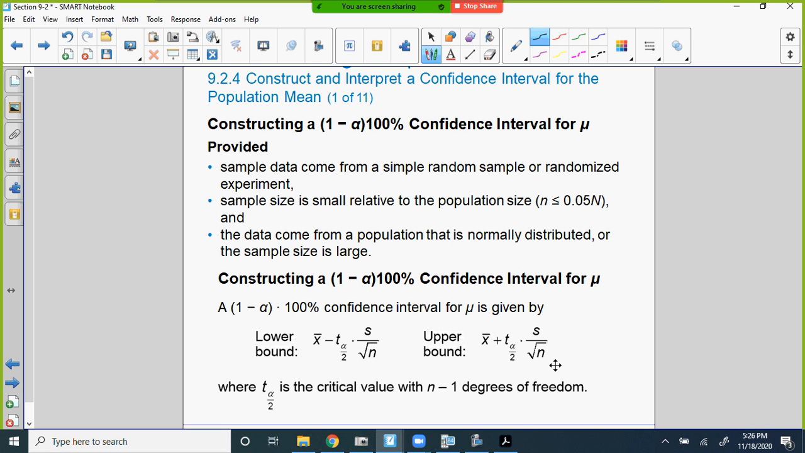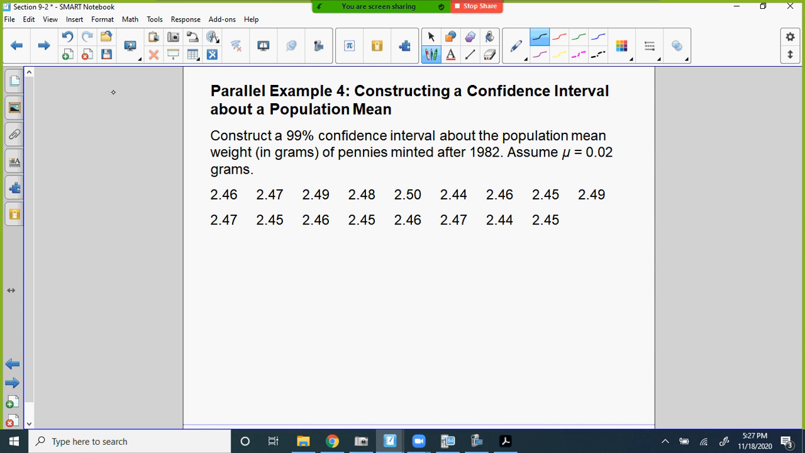We can do a confidence interval for a mean provided that the sample data comes from a simple random sample or randomized experiment. The sample size is relatively small compared to the population size, same as what we've seen on the other confidence interval for proportion. The data comes from a population that is normally distributed, or the sample size is large. So those are still parameters that we've got to look at. All right, now they're going to look at constructing a confidence interval.